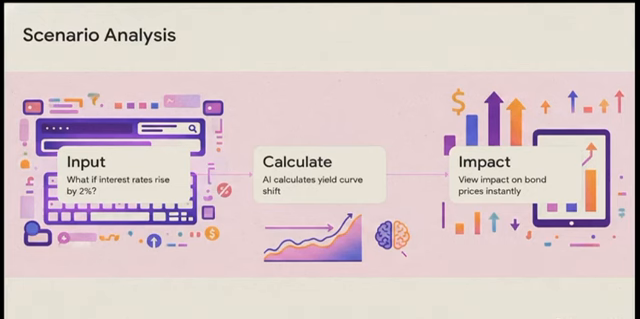Let's actually walk through an automated scenario analysis. Step 1, you just type in, "What if interest rates rise by 2%?" Step 2, the AI instantly calculates that complex yield curve shift. Step 3, you see the exact impact on your bond prices right there. What used to take analysts hours of tedious spreadsheet tweaking now gives you actionable insights in literally seconds. It's a real game changer.